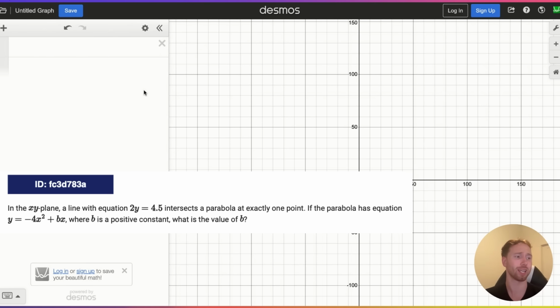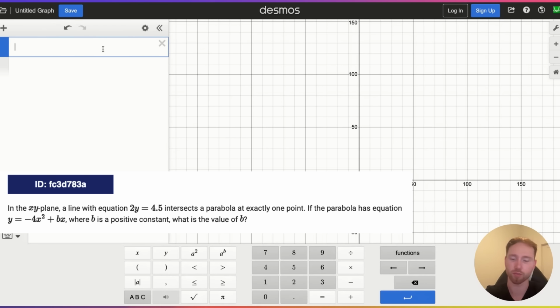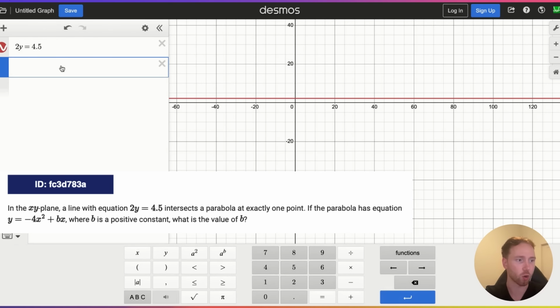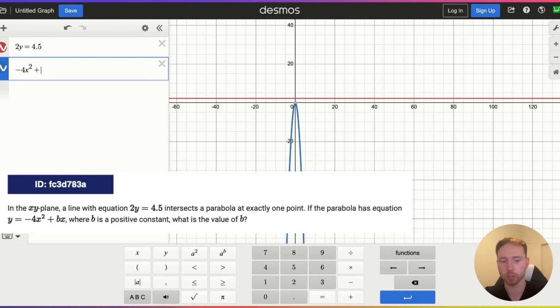In the xy plane, the equation 2y equals 4.5 intersects the parabola at exactly 1 point. The parabola has an equation -4x squared plus bx, where b is a positive constant. What is the value of b? Wow, that is a mouthful. Let's plug it in. 2y equals 4.5. We can see that it shows up here. And we have our second equation, -4x squared plus bx. We're going to add a slider for b.